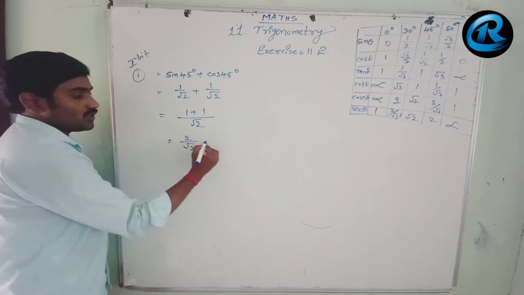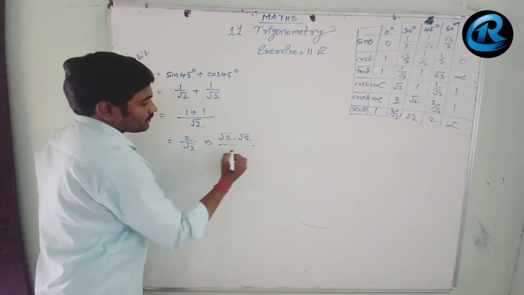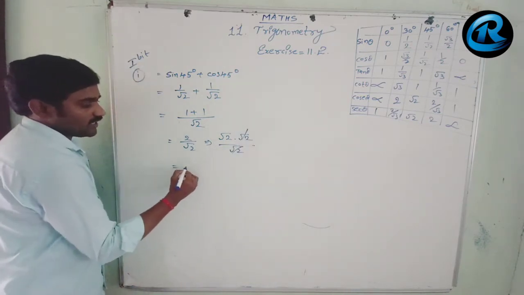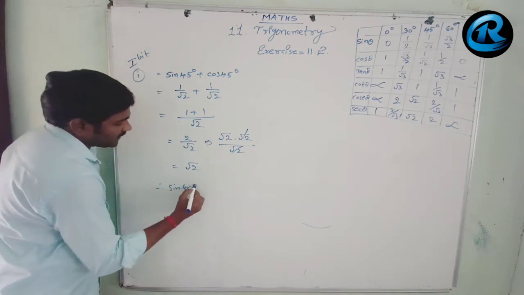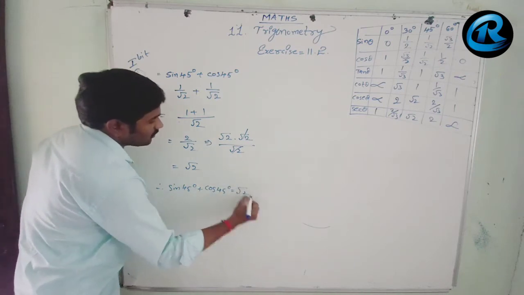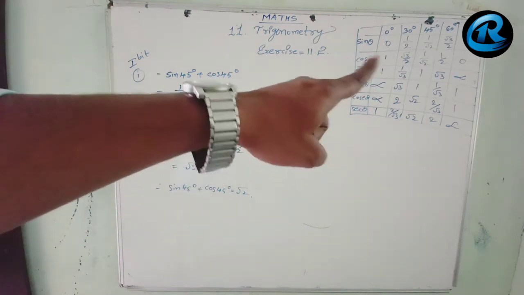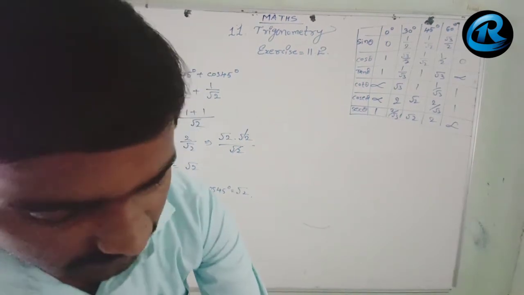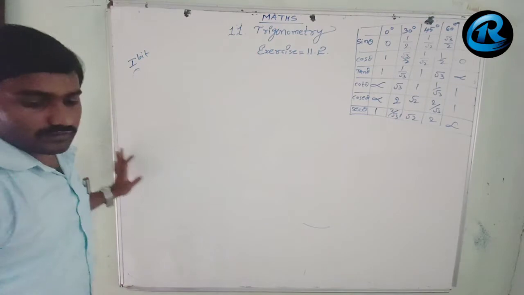2 by root 2, this 2 can be written as root 2 into root 2 by root 2. Root 2 gets cancelled. So that is root 2. Therefore, sin 45 degrees plus cos 45 degrees is equal to root 2. So you need to remember that trigonometric ratio table completely to solve the problems. Now we go for the second question.